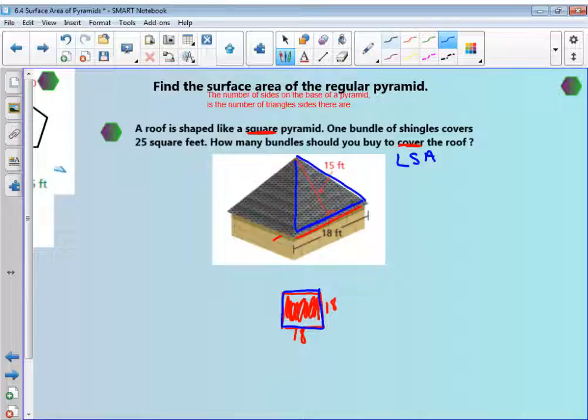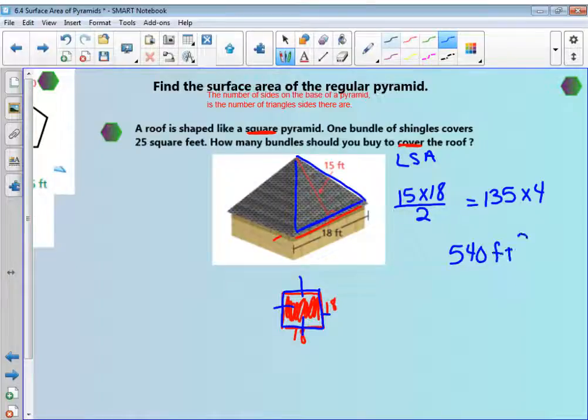So if I go through and find the area of one of those triangles, that blue triangle that I see, we're going to do 15 times 18 and divide it by 2. Or some of you might say, I'm going to just do 15 times 9. That's up to you. So 15 times 18, divided by 2, I get 135 for one of those triangles. There are 1, 2, 3, 4 sides, so we're going to go times 4. So I have a surface area that's 540 feet squared.